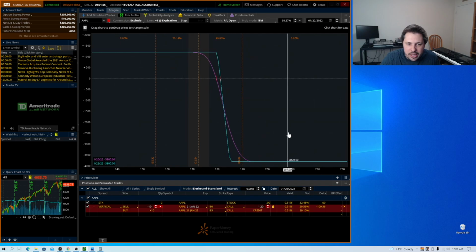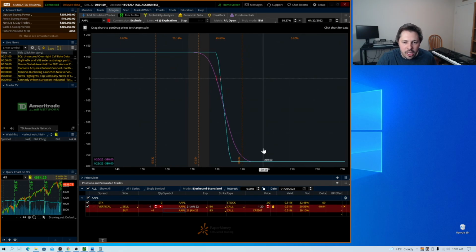Which then is, we're risking $3.80 per contract or $380, right? So we would lose $380 if Apple continued up, and we would keep our $120 credit if Apple stays where it is or it continues to move down.